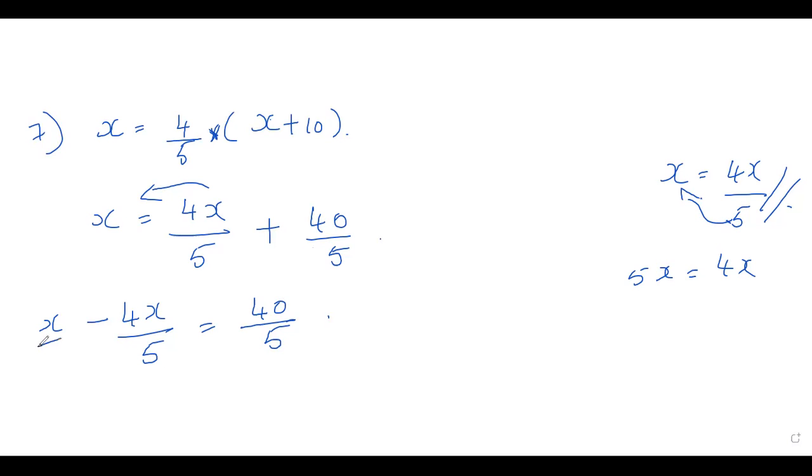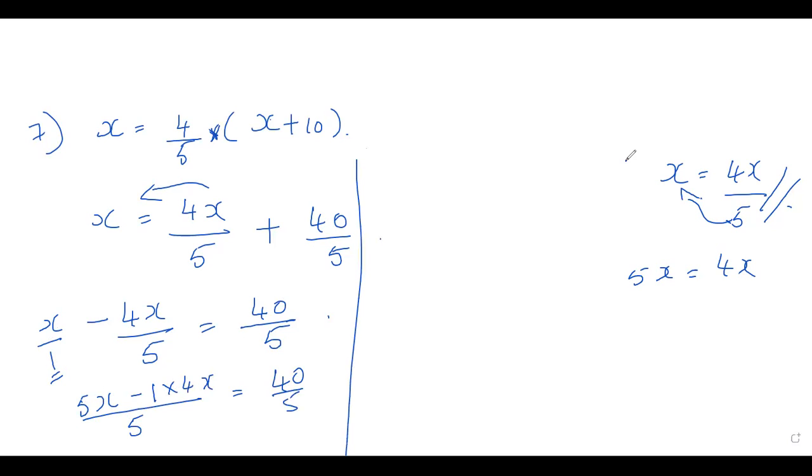So how to simplify this? Take LCM for this. So LCM is 5. I will write directly. Here you have 1, to make it 5, I'll multiply by 5 into numerator. So this is 1 into 4x, that is equal to 40 by 5. Five x minus 4x by 5 is equal to 40 by 5.